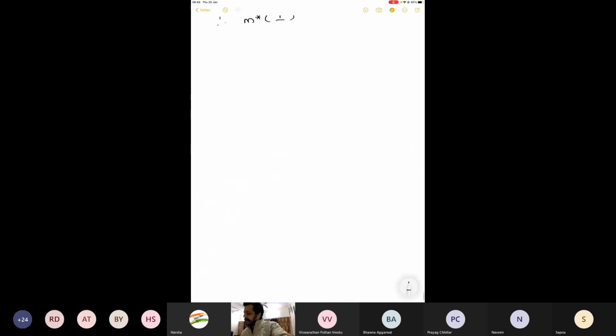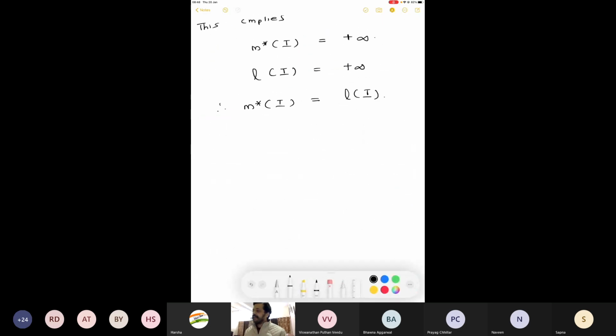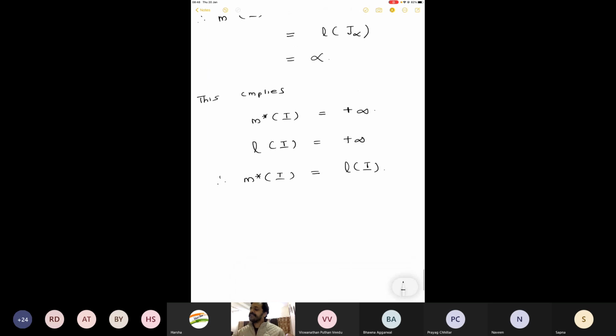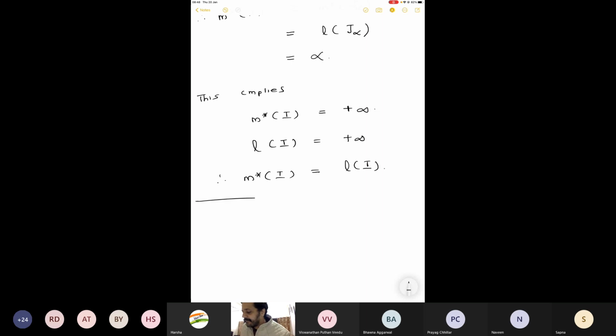I will send you a reference where the author proves this result in a much simpler way. This is the conventional proof you can see in any textbook. So I will give you another reference, which I will send you, for a short proof of the above theorem.